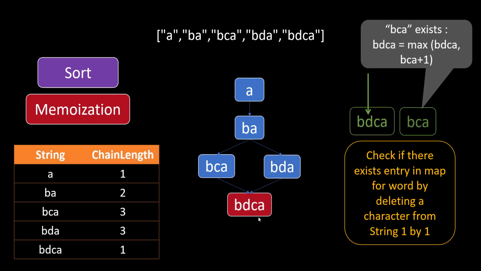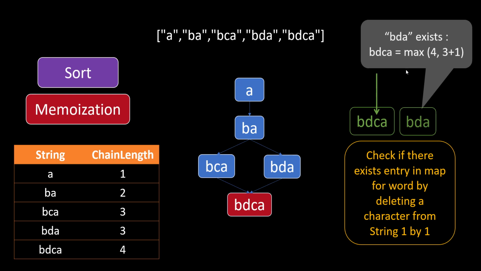Going forward, I take BDCA. Now, by deleting D from here, I can get the string BCA, or by deleting C, I can get the string BDA. So let's try to delete D. We get BCA, and my result would become either the result for BDCA or BCA plus 1, and that comes out to be 4. Now let's try to delete C, and we'll get BDA, and the result for that is also 3. So my maximum would not change in this particular scenario and would remain 4 itself.